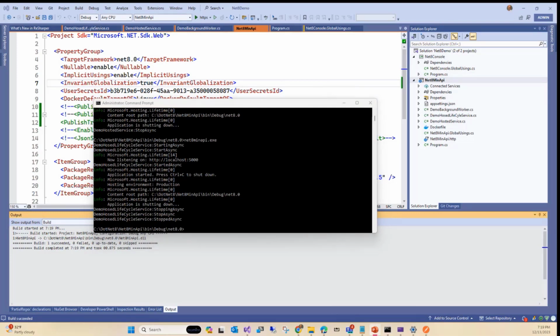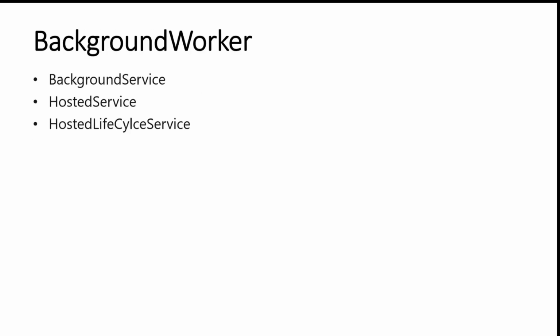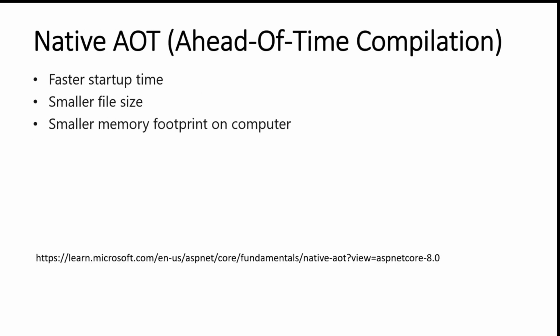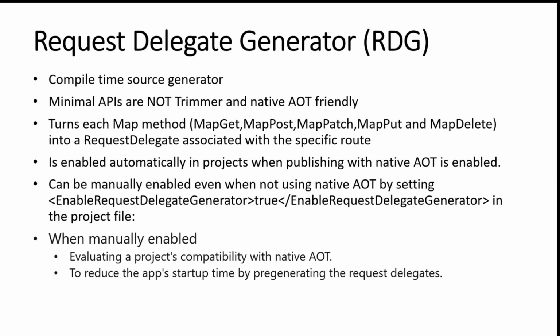What is the next we want to talk about? We've gone through that, AOT, we've gone through it. So request delegate generator. So what is a request delegate generator? This is by default applied on AOT is equal to true, right? Publish AOT is equal to true.